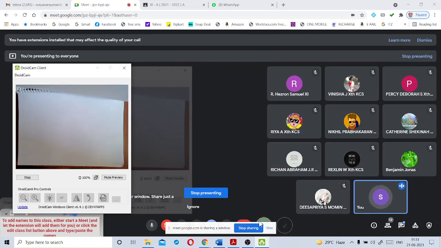What are the sets in question number 1? See the question number 1, my dear children. For those sets in question number 1, we have to find the intersection of the sets. What are the sets in question number 1 here?